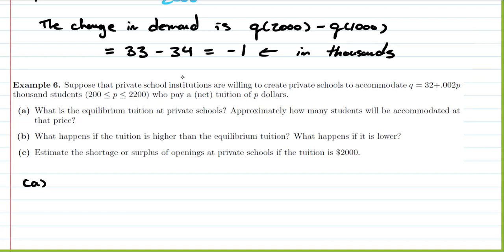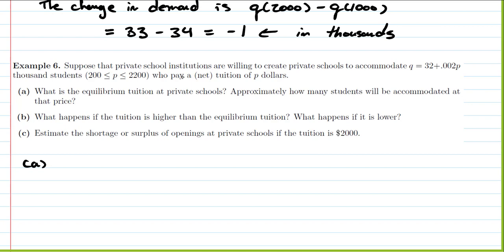So our equilibrium point occurs when supply equals demand. So we need to find when does supply equal demand. So we set our equations equal to each other.